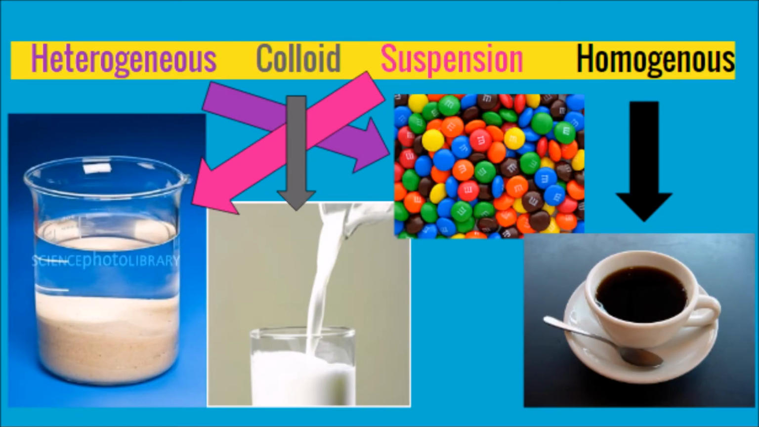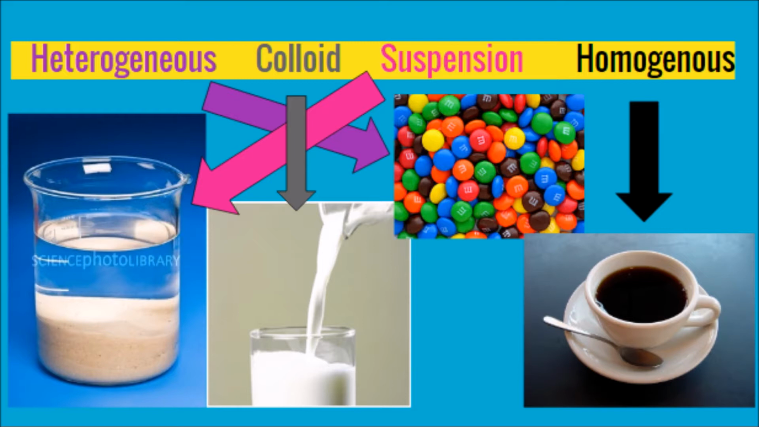Now here are the answers. A suspension would be the water beaker with the sand in it. The heterogeneous mixture is a whole bunch of M&Ms, and the colloid is the milk, and homogeneous is the coffee.